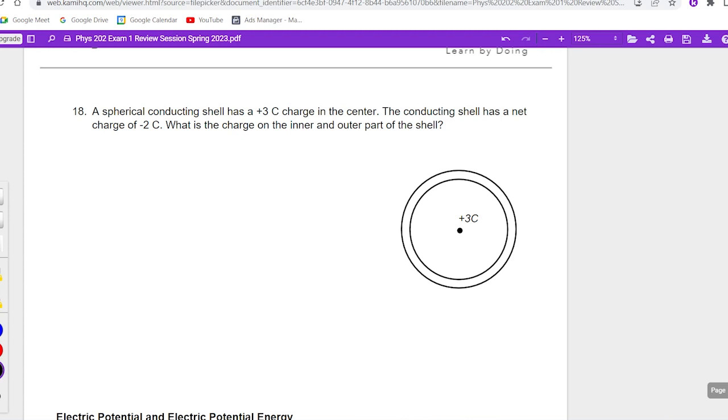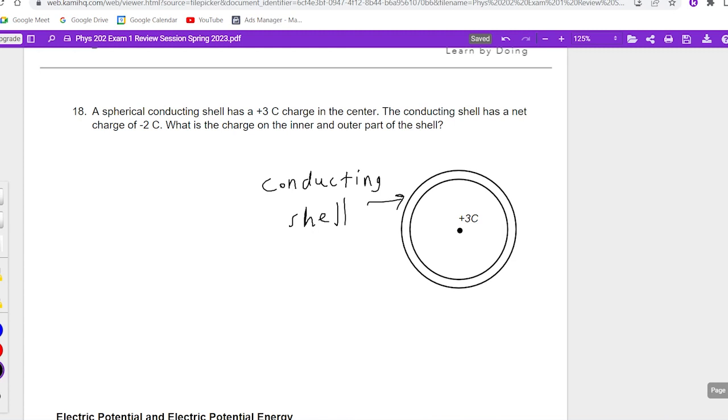Number 18. A spherical conducting shell has a +3 Coulomb charge in the center. The conducting shell has a net charge of -2 coulombs. What is the charge on the inner and outer part of the shell? So just so you know, this right here is the conducting shell. It's on the outside. And we're asked to find the charge on the inner and outer part of the shell.